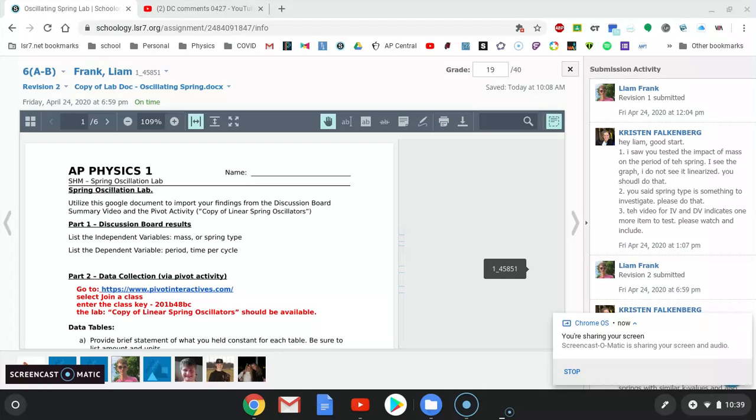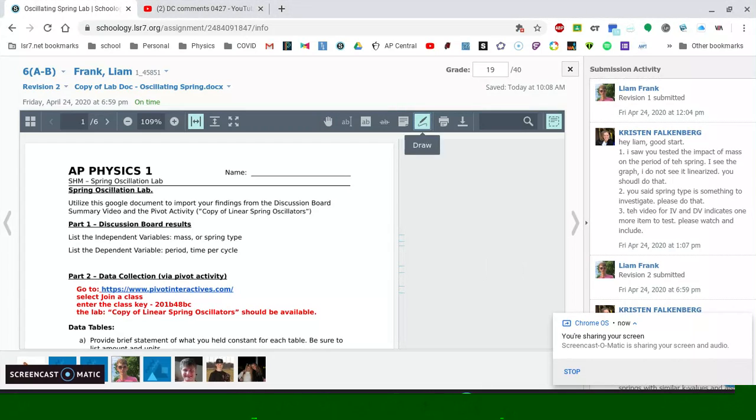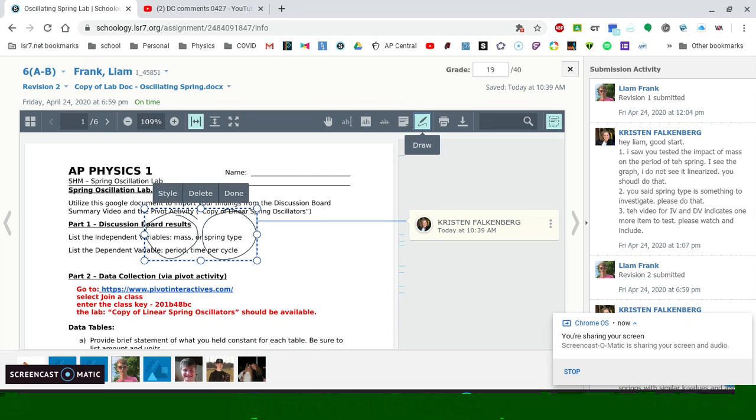What we've done is you've told me that you could explore mass or explore spring type. So when you're exploring mass, you keep the spring constant and the displacement constant, which you did. And when you explore spring type, you keep the mass constant, and then you vary the spring type. And there was one more if you watch the video, and that was displacement.